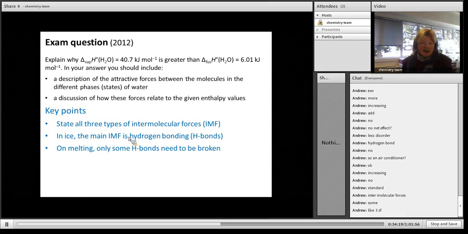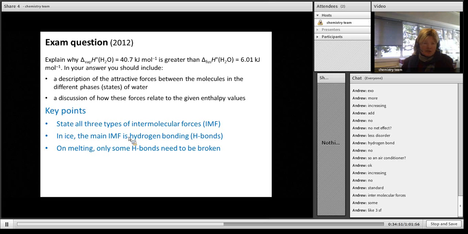But here I can't just say state all 3 types of IMF, because a teacher could turn around and say, are you talking about the International Monetary Fund? You have to say what you mean by your abbreviation. And the same thing with H bonds. So you have to say what you mean by H bonds. So in my second point, I said, in ice, the main IMF, because I have already explained what IMF is, is hydrogen bonding. And then I put in brackets H bonds. So now in the third statement, I can say what H bonds are.